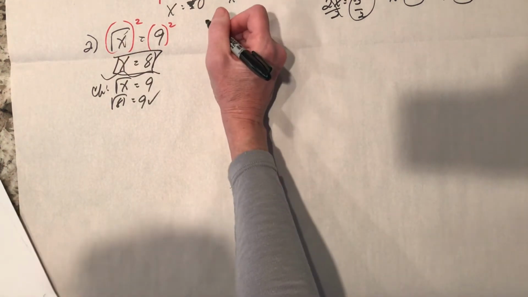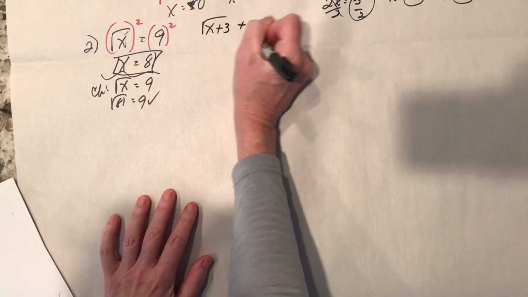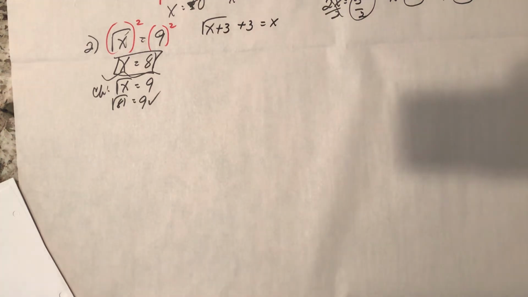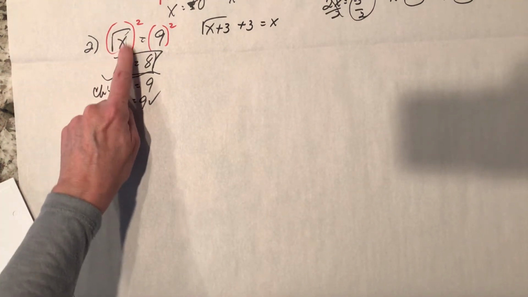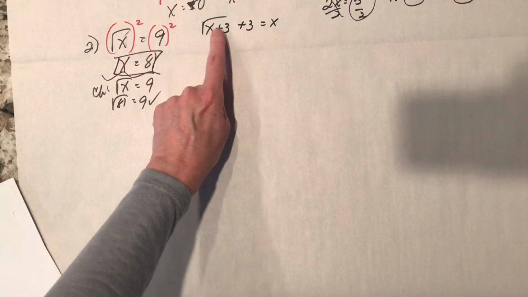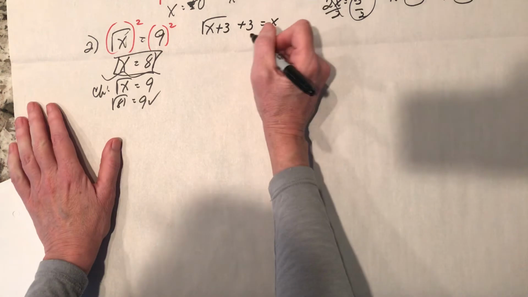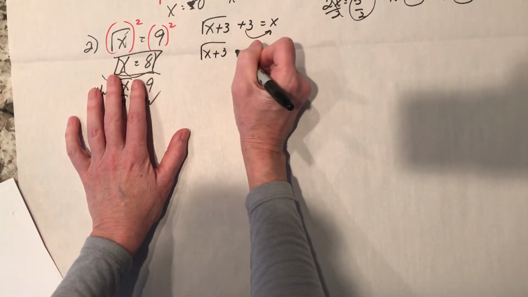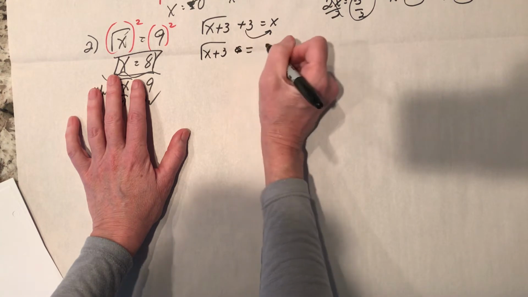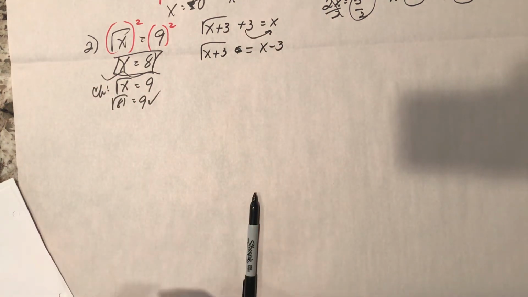Okay, B. Looks like the square root of x plus 3 equals x. Here we had this radical isolated before we squared. We need this guy isolated before we square both sides. So send the 3 to the other side. So you've got the square root of x plus 3 equals x minus 3. Now we can square both sides.